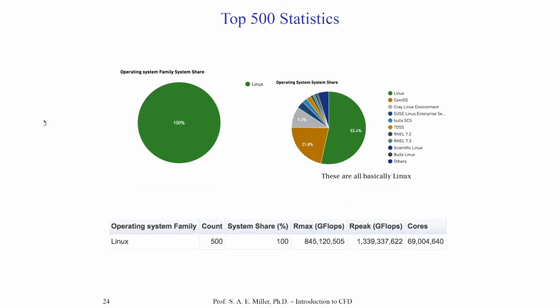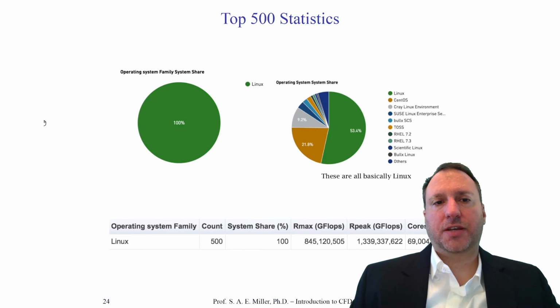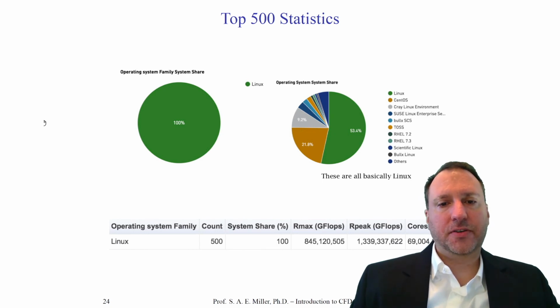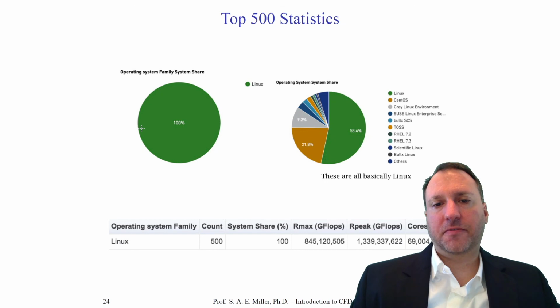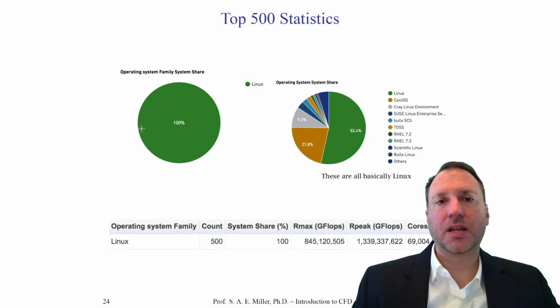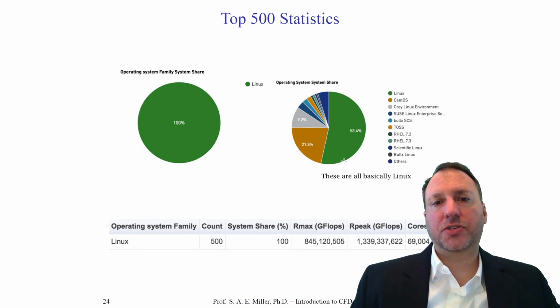Operating systems is one of the most interesting things. The top 500 list reported operating system in 2017. This is likely very much unchanged today. 100% of the top 500 fastest computers in the world only a few years ago and today use Linux or its variant. On the right, we show the distribution and types of Linux systems, that is the operating system.